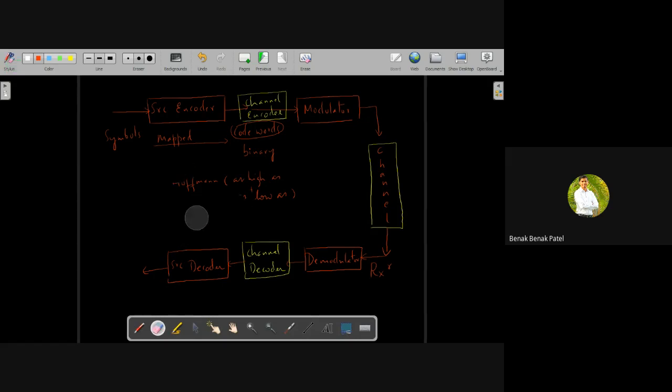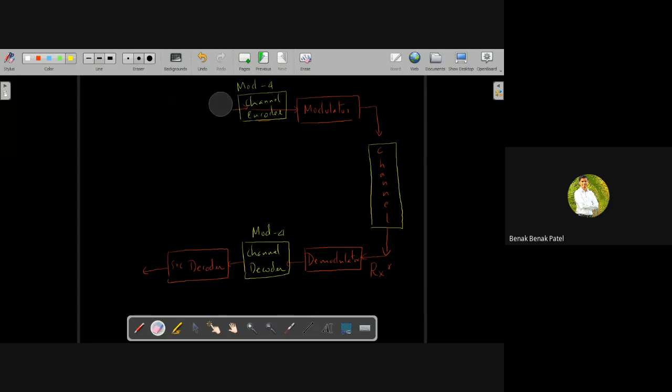So now we'll see how exactly what all formats are being transmitted, or how exactly this channel encoder plays a crucial role here. So this module 4 is all about channel encoder as well as channel decoder. So here, for timing, we will not be considering the source encoder because it's already been discussed, as well as source decoder. Will not discuss much.